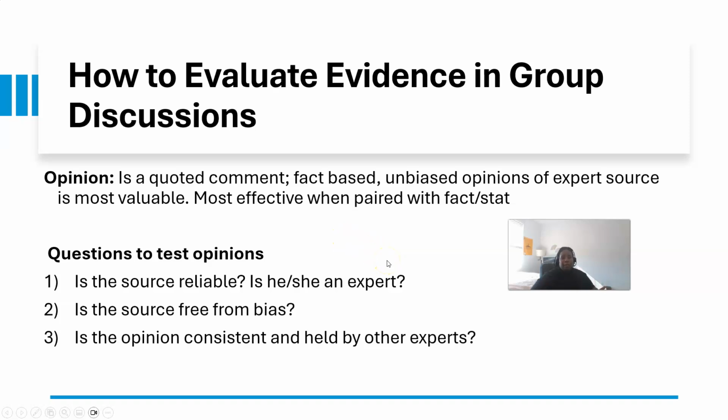Fact-based, unbiased opinions of an expert source are most valuable. So it's paired with a fact or stat. You can use the frame, quote, explain technique, where you frame it with the citation. There you go. Frame with the citation. And then you also pair it with the fact or stat, and you can also explain it with your own interpretation, including the interpretation of the expert source.